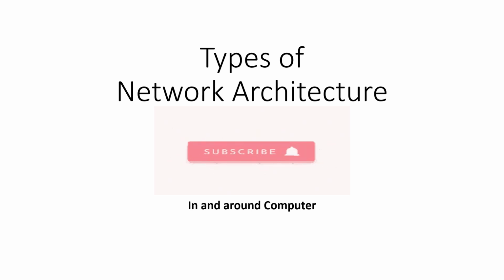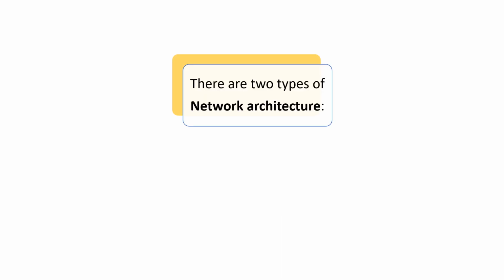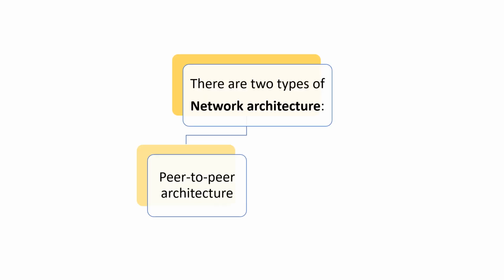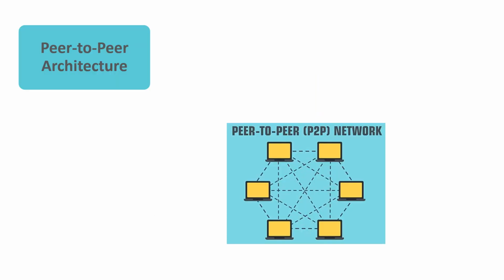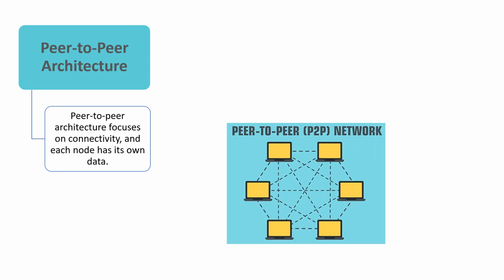In this video, we are going to see the types of network architecture. There are two types of network architecture. They are peer-to-peer architecture and client-server architecture. First, we can see what is a peer-to-peer architecture.